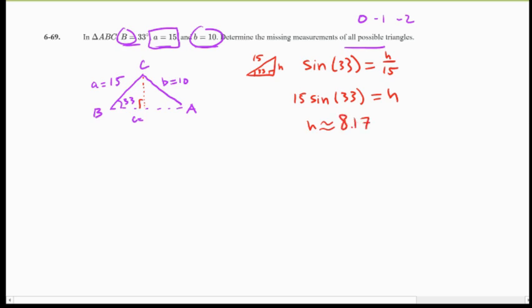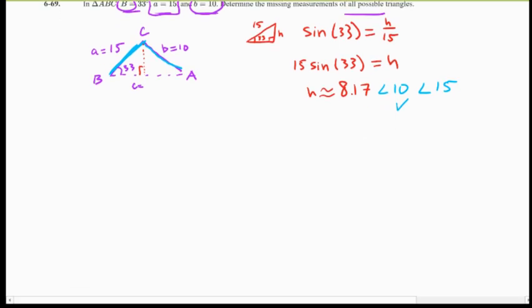Now, to determine how many triangles there are, all I need to do is take the opposite side of the angle that I'm given, which is 10. If it's greater than the height, that means we have a triangle. If it's less than the adjacent side that we're given, that means we have 2 triangles. In this case, both of those things are true, meaning I get 2 different triangles. So the 2 possible triangles I'm dealing with are either a large triangle or a smaller, skinny triangle.